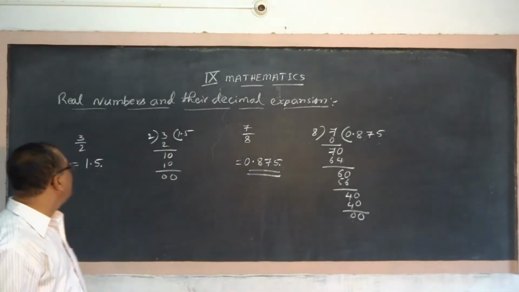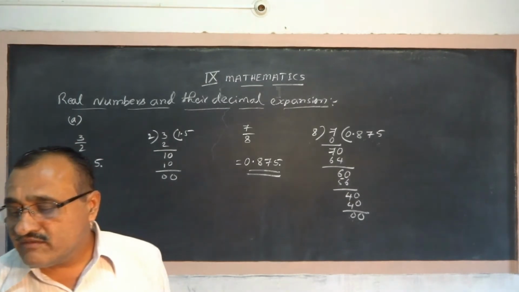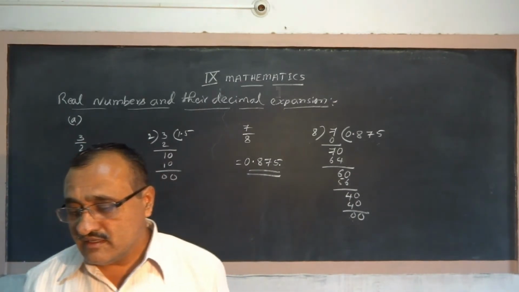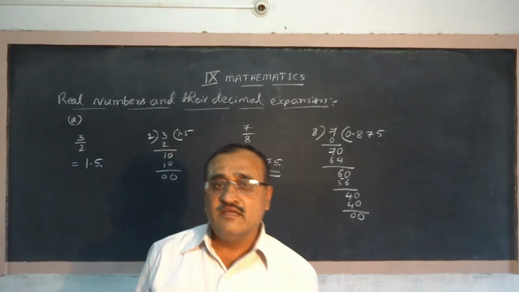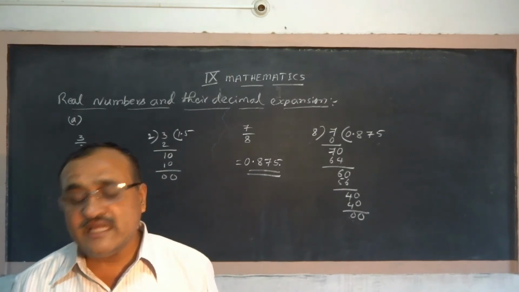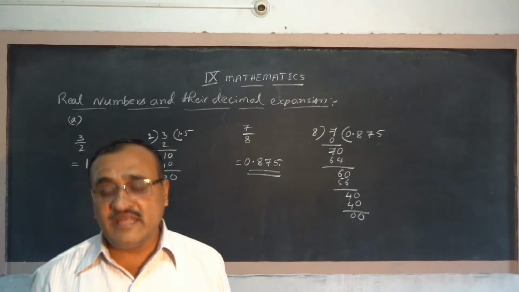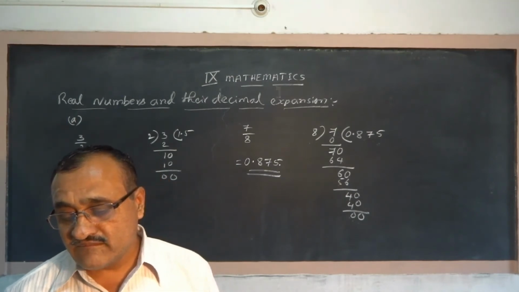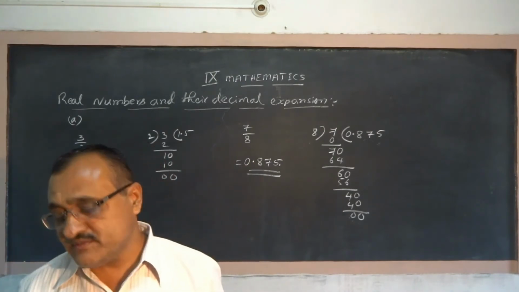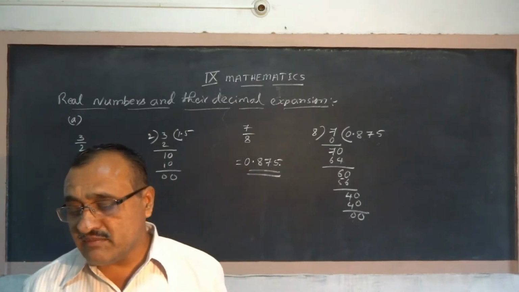First case is, take down: when we convert some of the real numbers into their decimal expansion, the decimal expansion terminates or ends after a finite number of steps. Full stop. Here the remainder is 0.